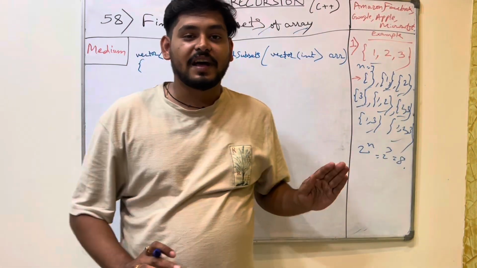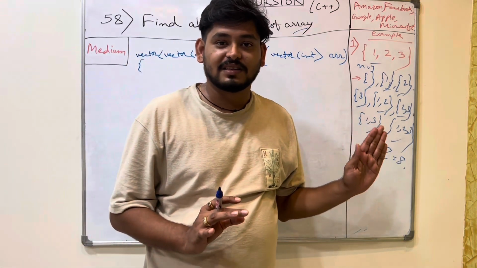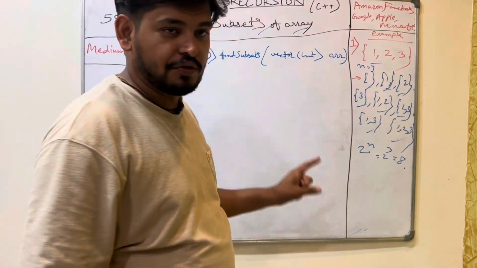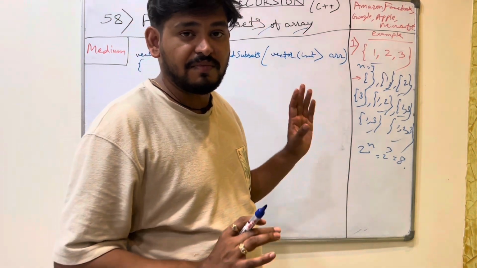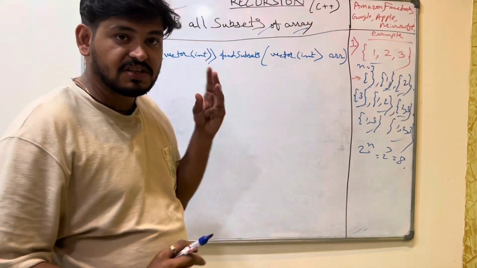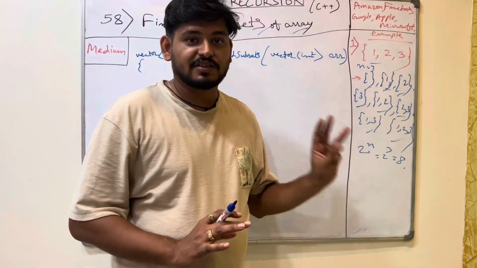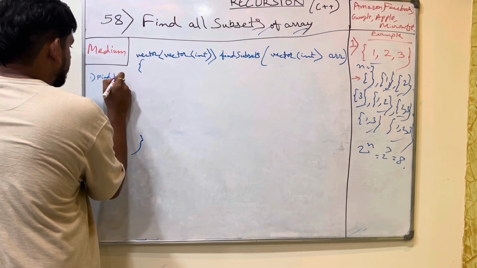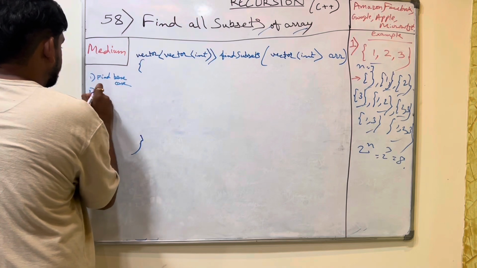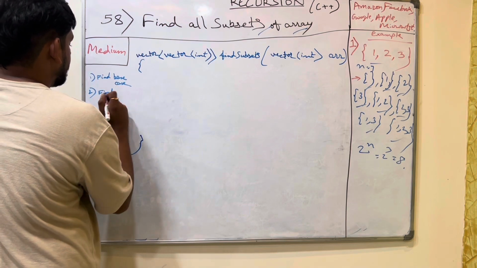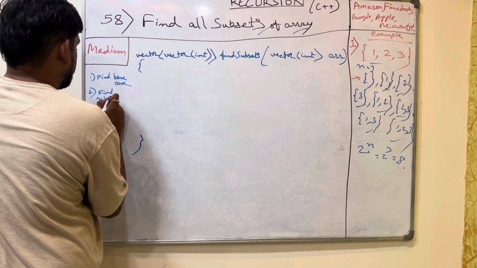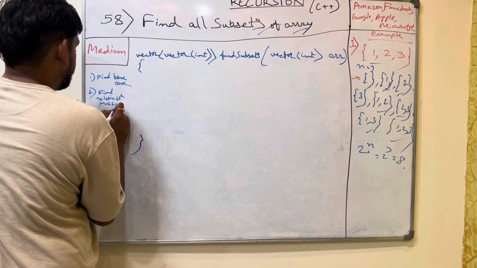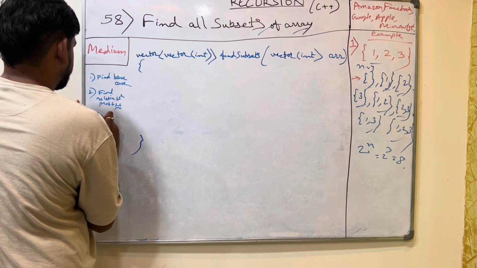In the previous question, I discussed one of the important concepts of recursion, that is pick and not pick, or take or not take. Similarly, we will solve this question using the same concept. There are 3 steps that I taught you to solve any kind of recursion problem. What were the 3 steps? First, find the base case. Second, find the relation between problem and sub-problem, and then generalize the relation.